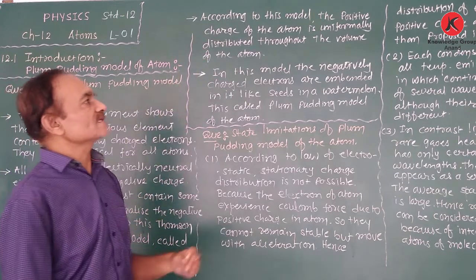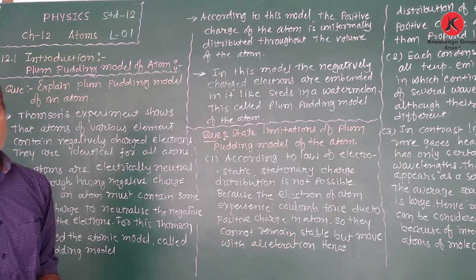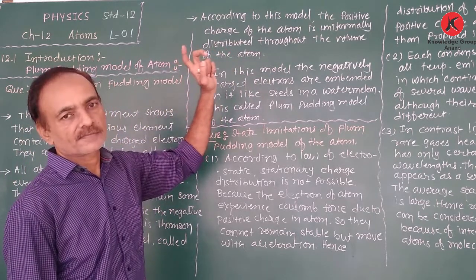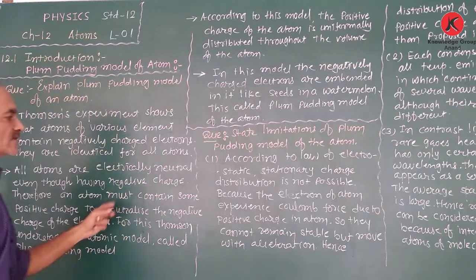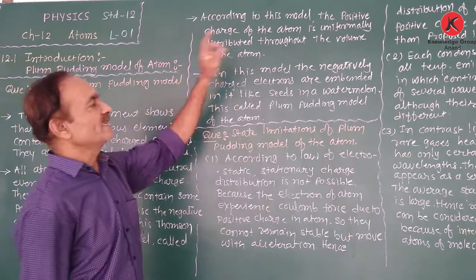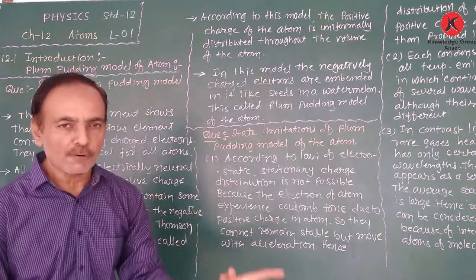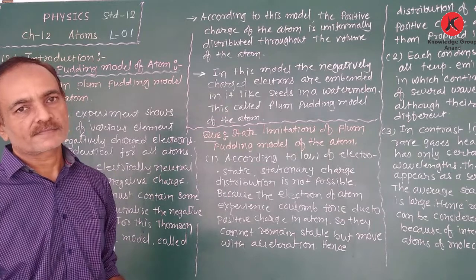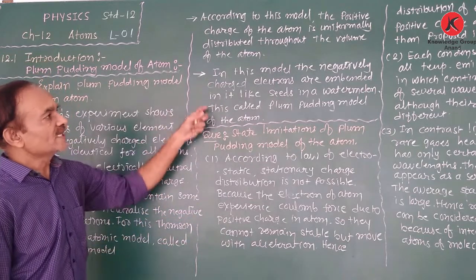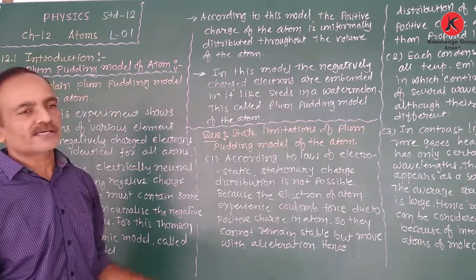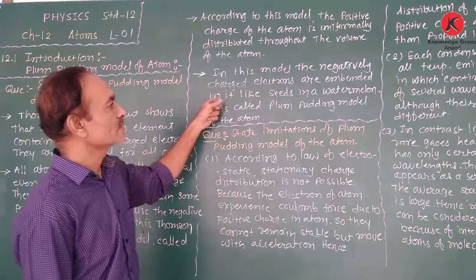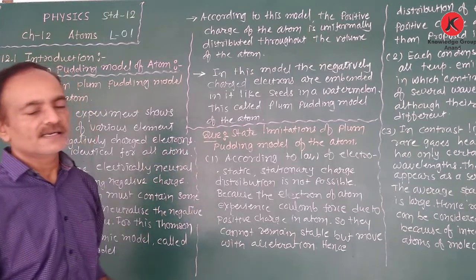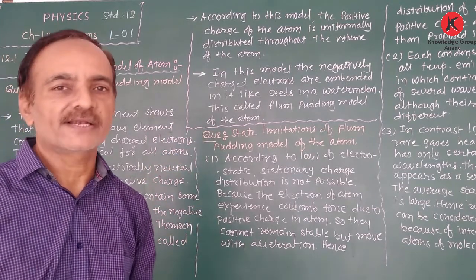Now, according to this model, the positive charge of the atom is uniformly distributed throughout the volume of the atom. Now, in this model, the negatively charged electrons are embedded in it like seeds in a watermelon, and this is called the Plum pudding model of the atom.